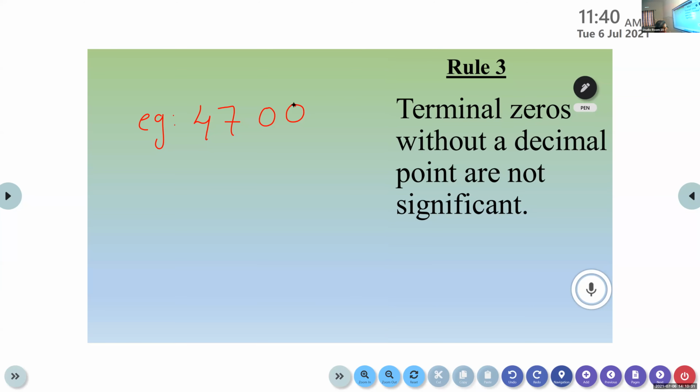4700. How many significant figures are here? Now ring. Yes. 2 significant digits. Say it louder, I can't hear. 2. Here the number of significant digits is 2.